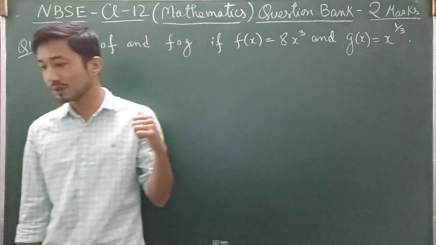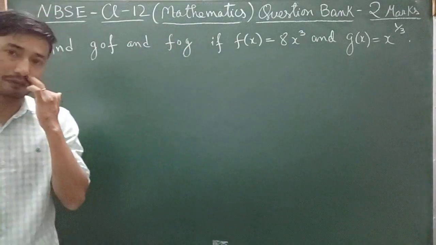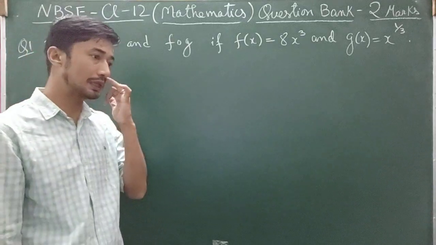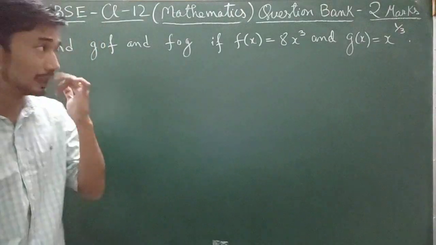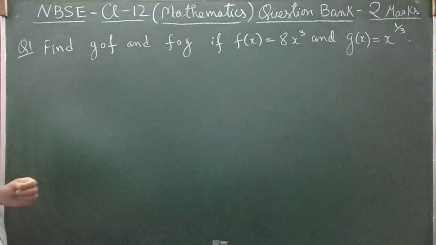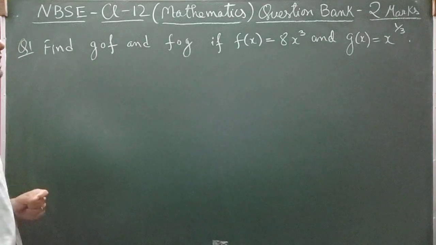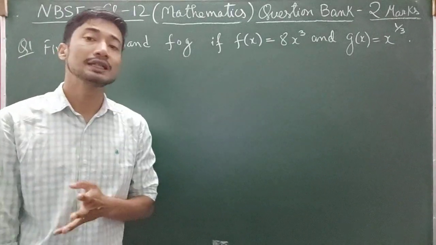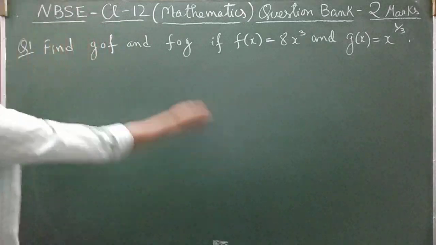I've written down the first question for you. That's from chapter 1, functions and relations. Basically this question is about composite functions. The question is, find g on f and f on g if the functions f and g are given to us. So let's get straight to the solution part.